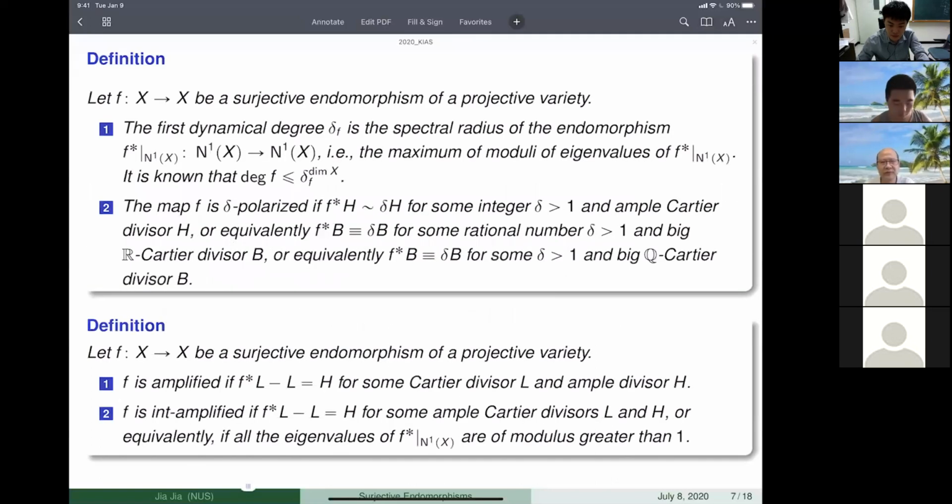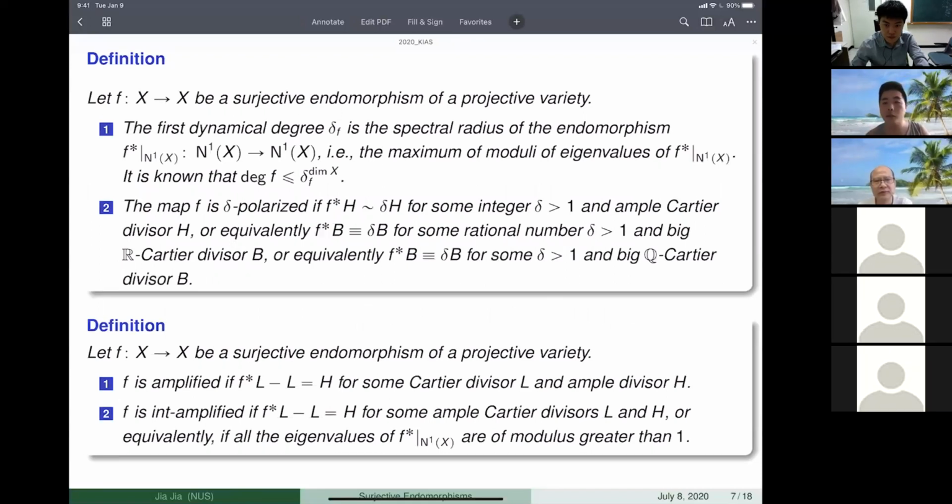Again, some definitions. Let F from X to itself be a surjective endomorphism of a projective variety. Then we define the first dynamical degree. Delta F is the spectral radius of this endomorphism F upper star acting on this N^1(X). The spectral radius means the maximum of the moduli of the eigenvalues of this linear transform. It's known that the degree of F is less or equal than delta F to the power of dimension X.